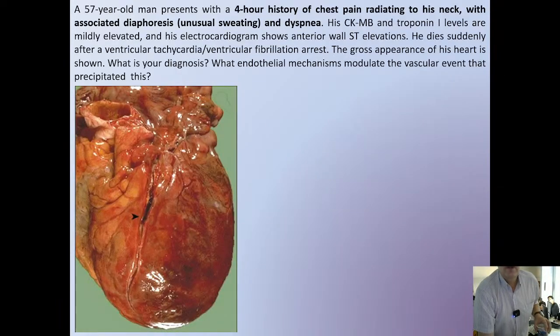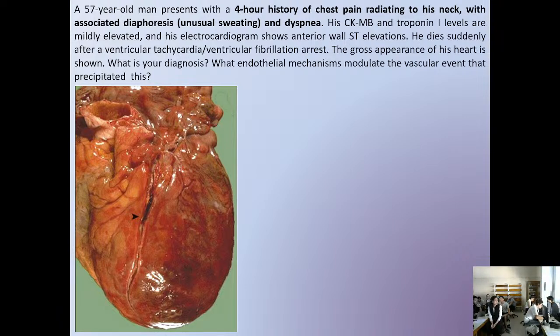Next, have a look here. This is an autopsy specimen with a card of a middle-aged man who had a 4-hour history of chest pain radiated to his neck with unusual sweating and dyspnea. So this, of course, you suspect that there is a myocardial infarct.